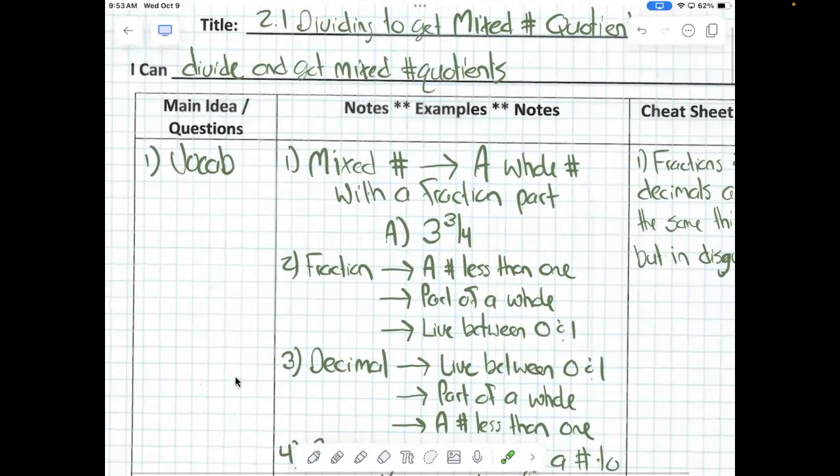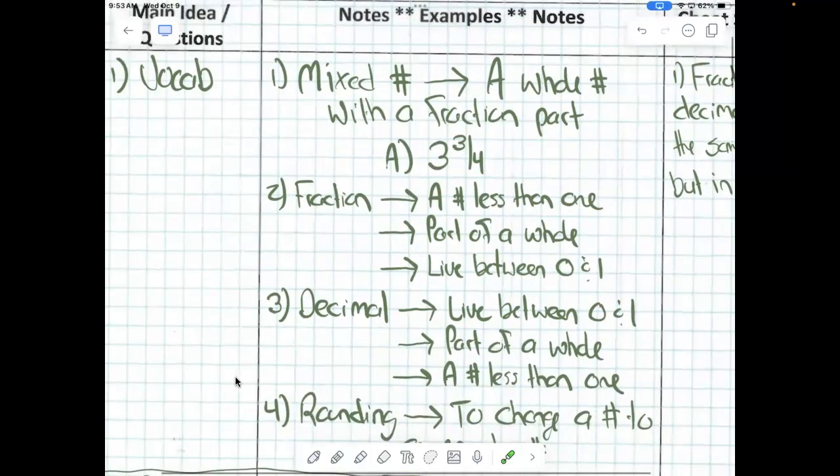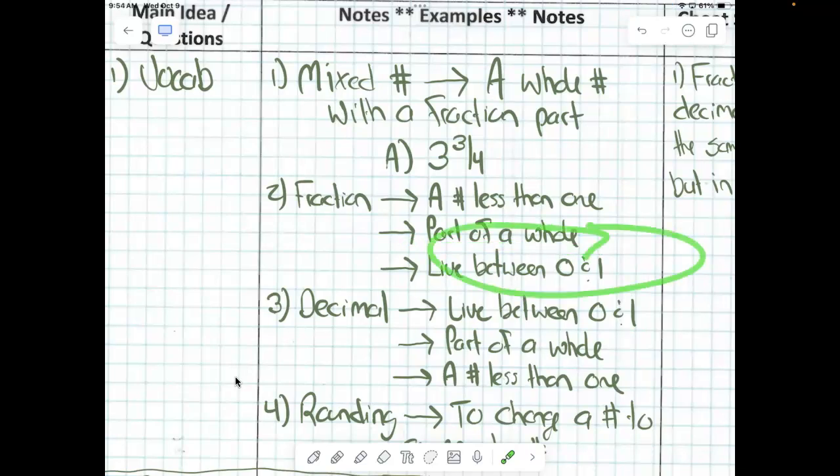A mixed number is a whole number that is combined with a what? A fraction. Now, what's a fraction? A number less than 1, agree or disagree? Agree. A fraction is part of a whole? Yes. Where does a fraction live? Between 0 and 1.